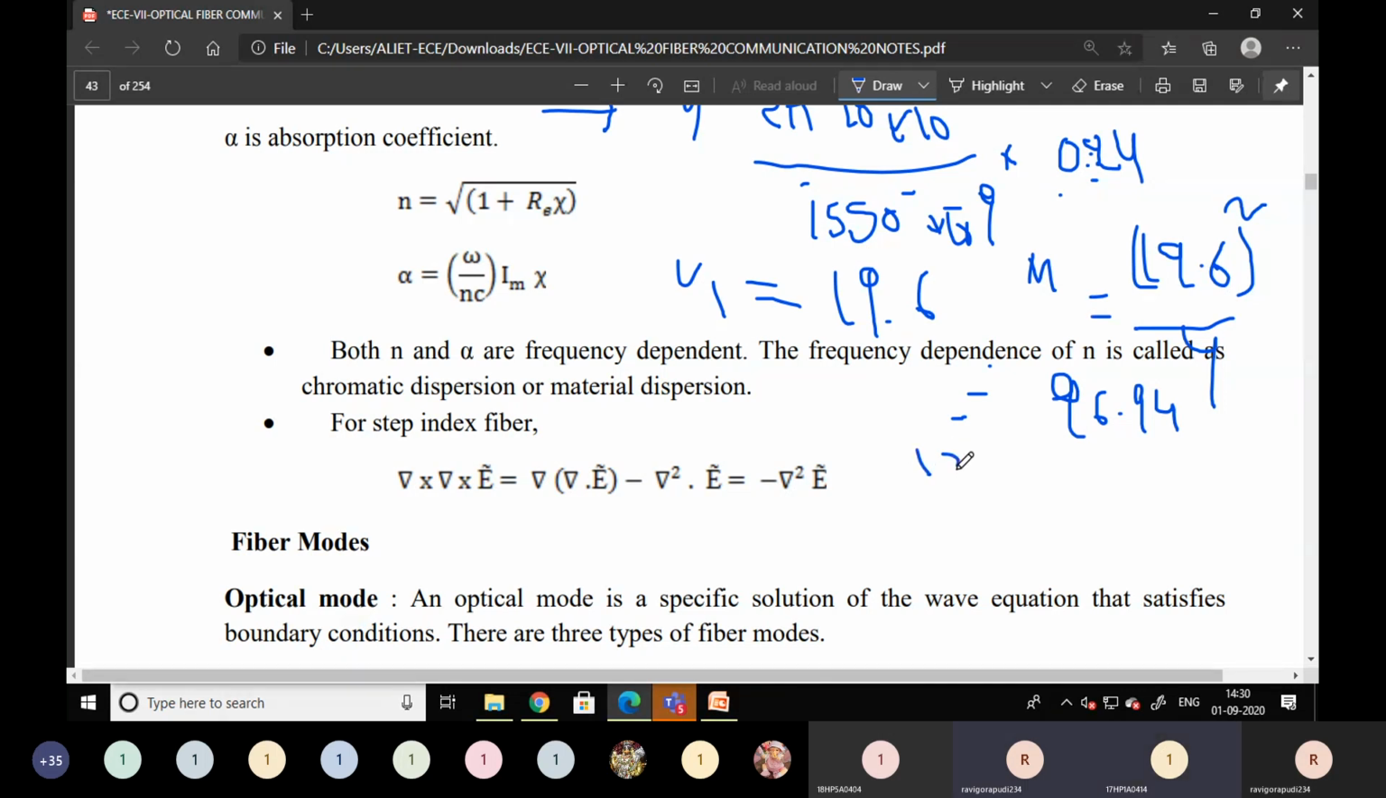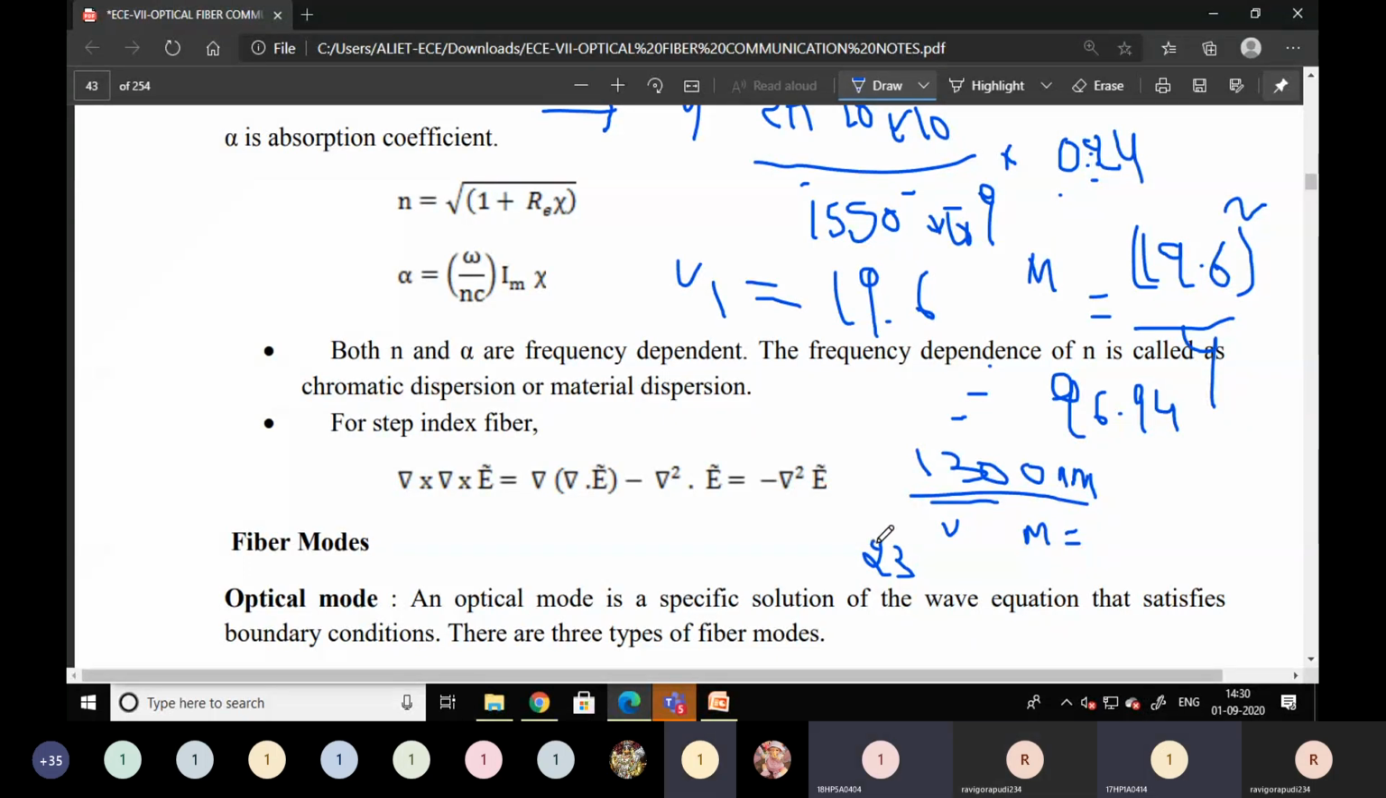Similarly, go for 1300 nanometers. In place of lambda, you have to substitute 1300. Again, you have to find the V number, and NA is already the same for both, and then the number of modes. V is 23.39 we are getting. V is 23 point something.